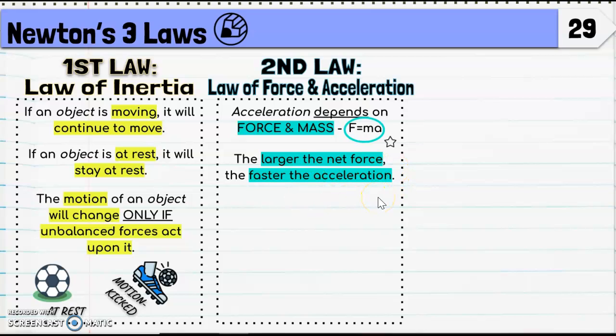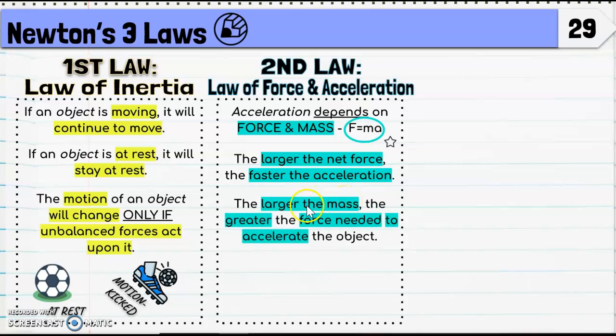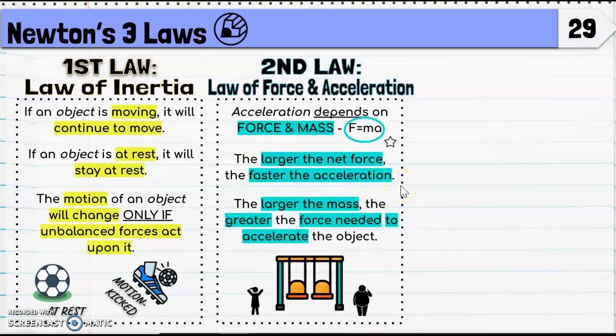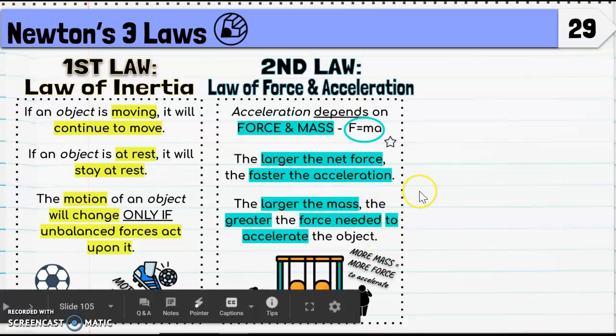So if you're pushing somebody on a swing, if you push them with more force, they're going to accelerate more. Also, the larger the mass, the greater the force needed to accelerate the object. Again, for example, if there's 2 people on a swing, the one that has more mass would require more force to accelerate. So one way to think about it, if there was me and Coach G on the swing, obviously it's going to require more force to push Coach G.